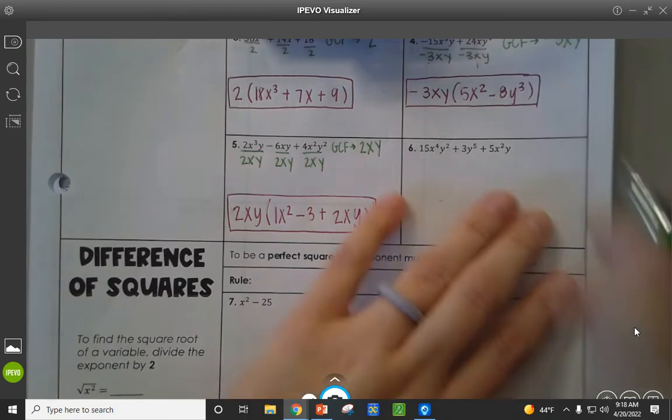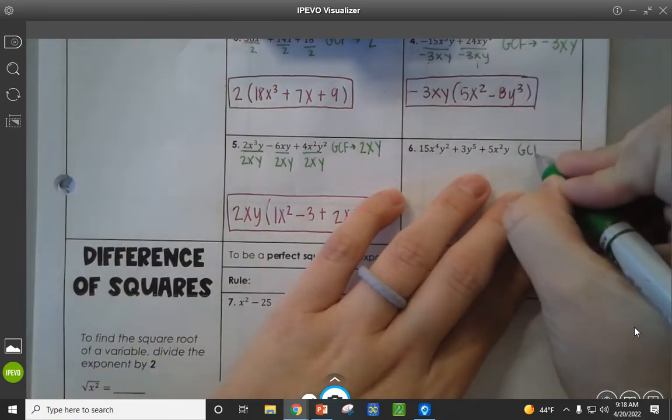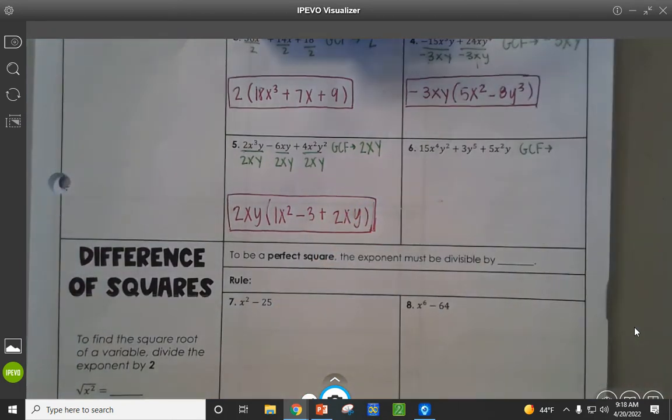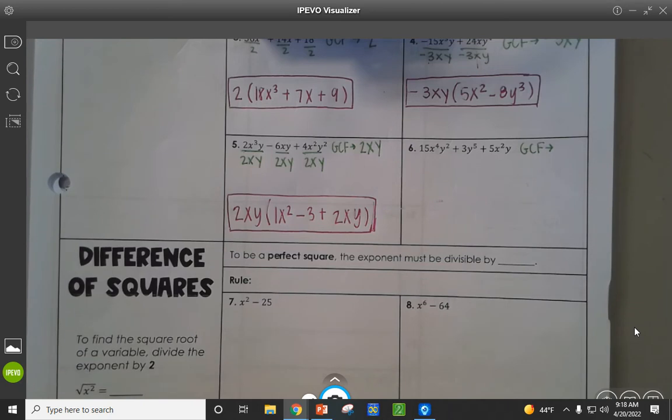And number 6, what can you divide 15, 3, and 5 by? Can you take 5 divided by 3? No. Is there anything you can divide all 3 of them by? No, besides 1. You can't take 5 divided by 3. You can't take 3 divided by 5. So, I mean, you can, but you get a decimal. We want to get whole numbers.